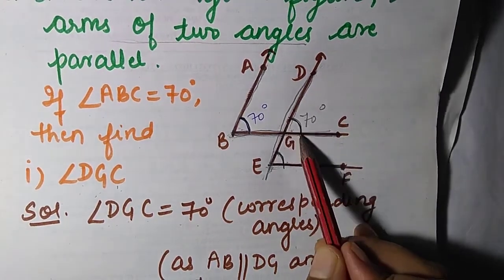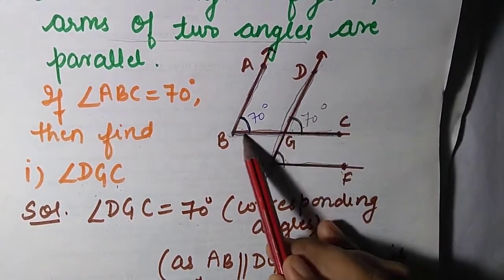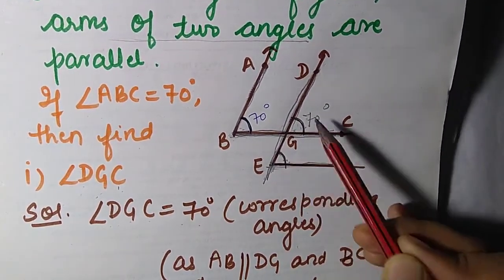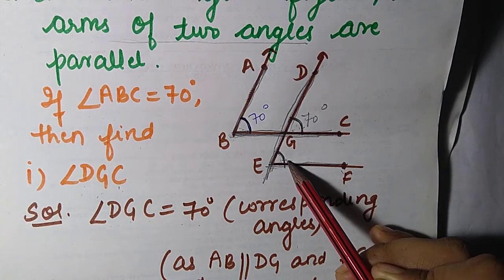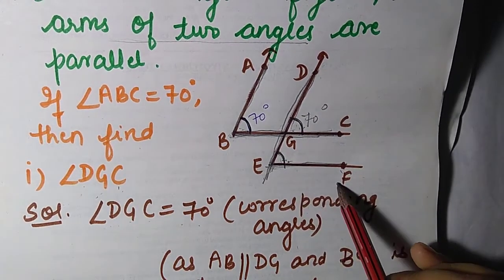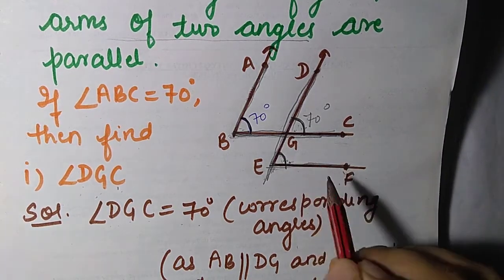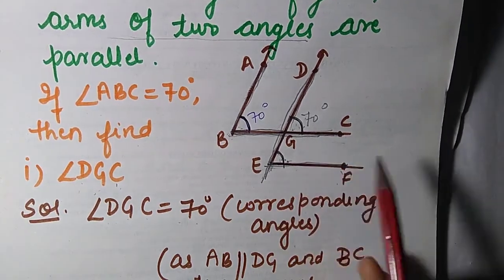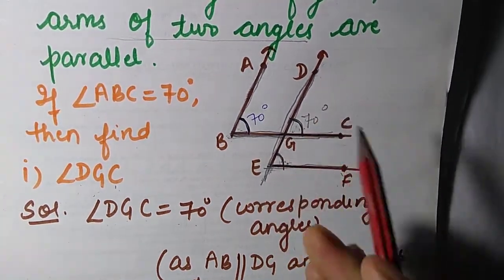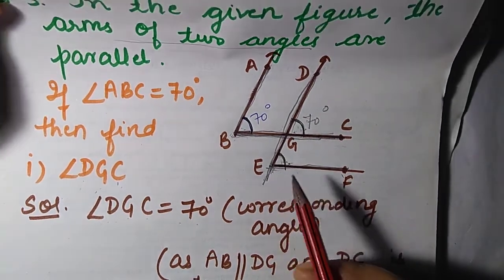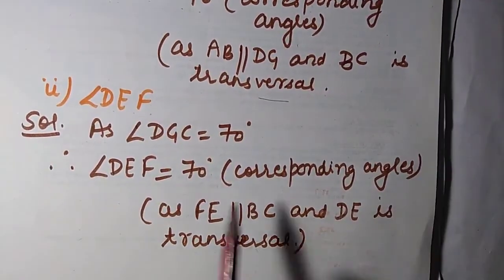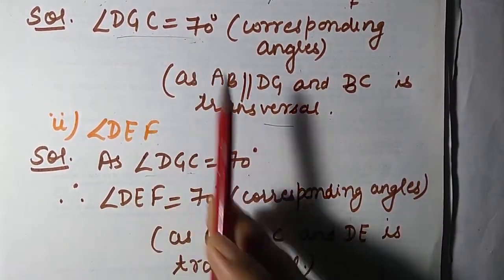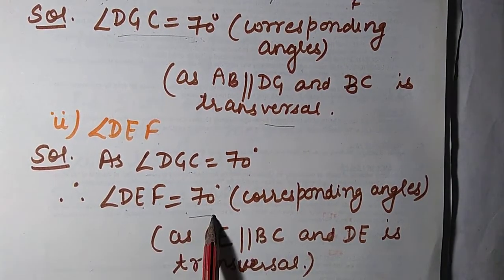So can you find out the places of these two angles? If these are two parallel lines and this is a transversal, then these angles are again corresponding angles. So I can write that angle DEF is also 70 degree. Why? Because of corresponding angles, as BC is parallel to EF and DE is acting as a transversal. So this is also 70 degree. How will you write this? As DGC is 70 degree, this we have calculated from the first part, DGC is 70 degree. So DEF is also 70 degree.